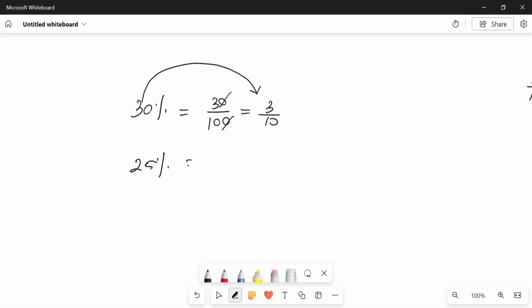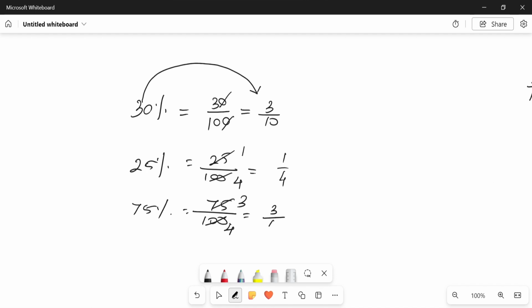25%, 25 out of 100. So, that is 25 1, 25 4, 1 upon 4. 75 percentage. 75 out of 100, 25 3 75, 25 4 100, 3 over 4. So now you know how to convert a percentage into fraction.